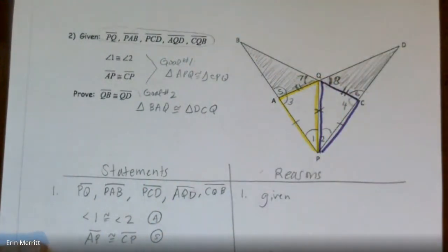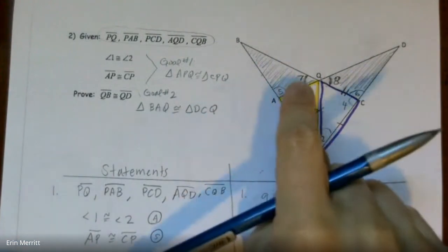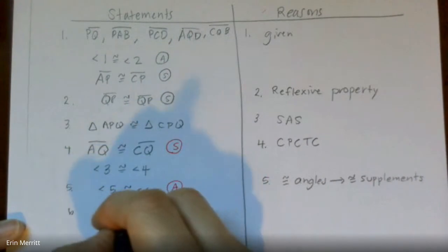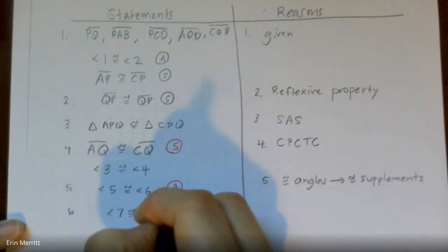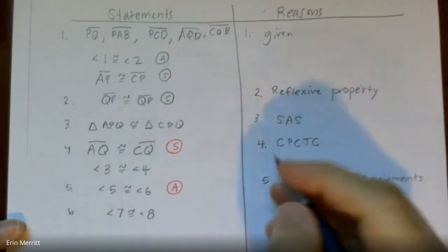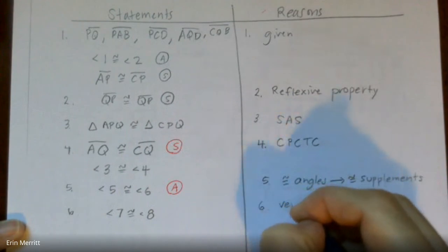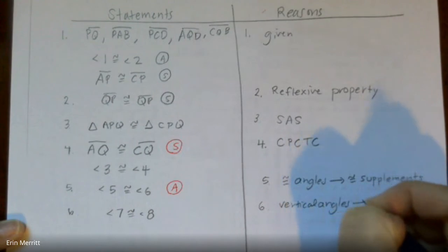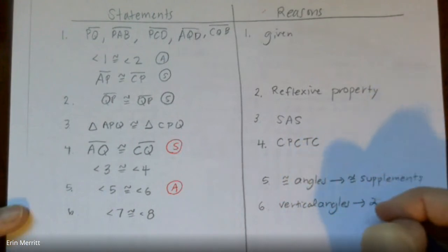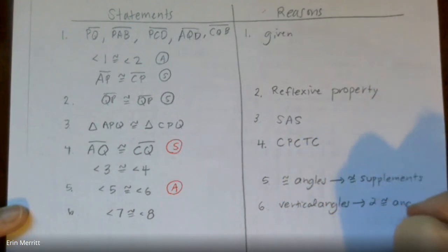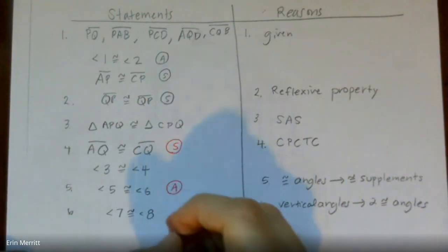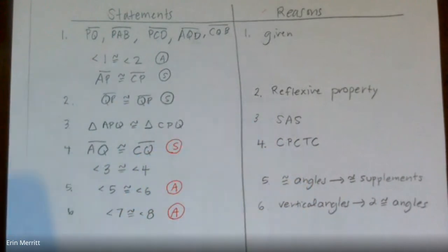So please make sure to label your diagram appropriately. And we can say angle 7 is congruent to angle 8. And our reason would be that we've got some vertical angles here. So vertical angles implies congruent angles. All right. That gave us a pair of angles inside the triangles that we want.